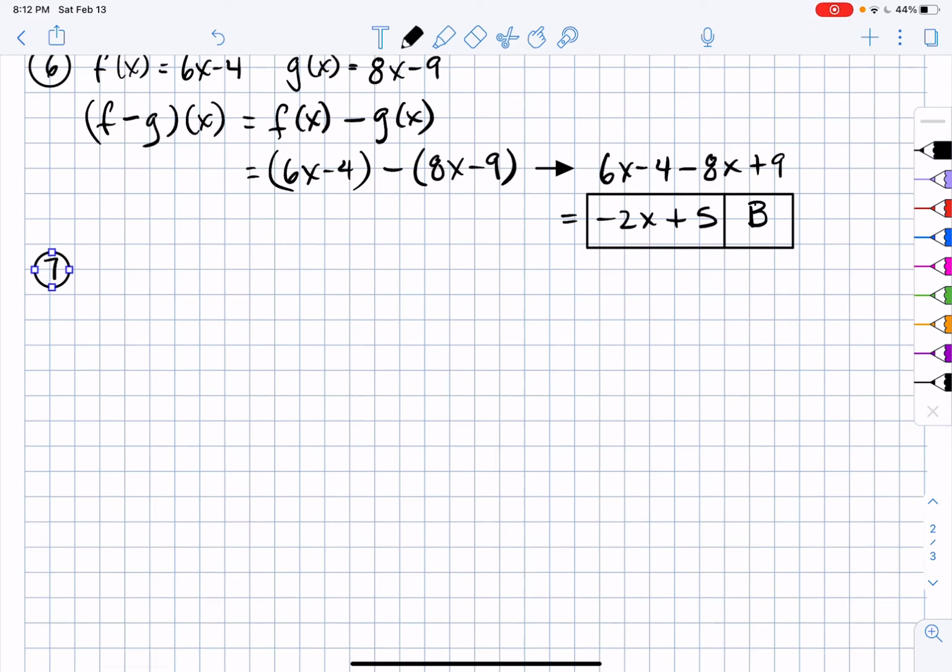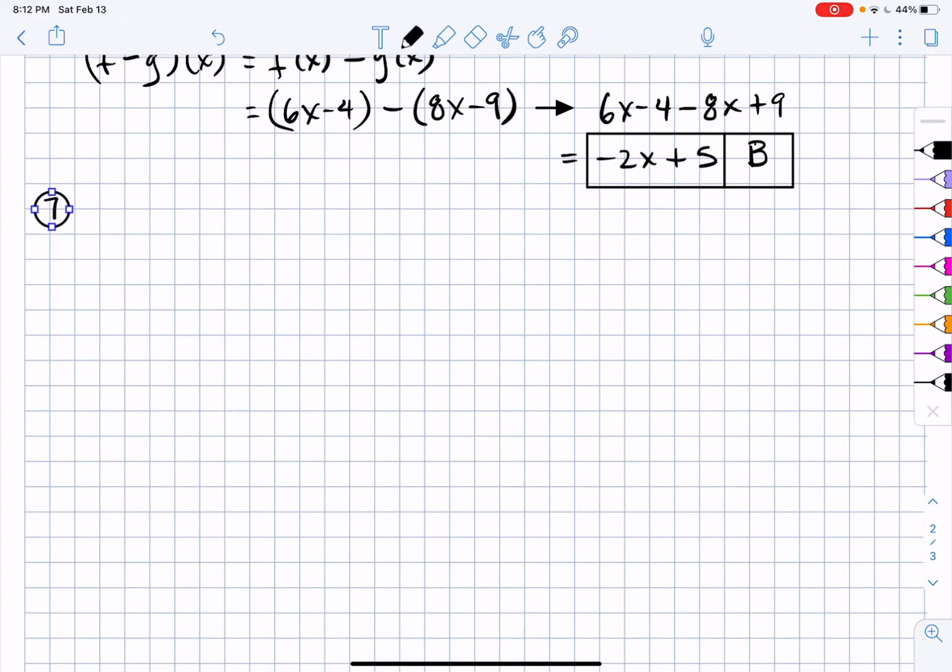Number 7, the famous number 7. f of x is equal to x minus 5 squared when x is greater than or equal to 5. Okay? So, as I've done so far, I've done a lot of tables, so I'm going to do a table here as well.